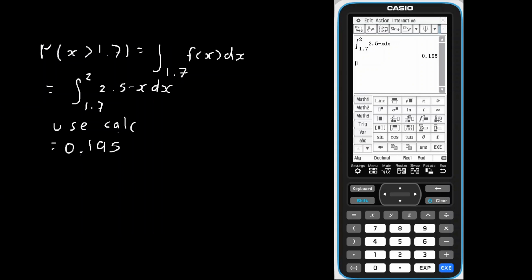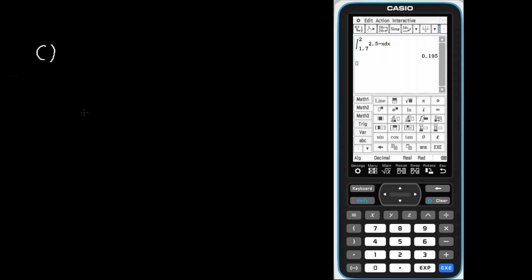Next, we're wanting to find this one, the probability. So this is part C. The probability that x is greater than 1.7, given that x is already greater than 1.3.